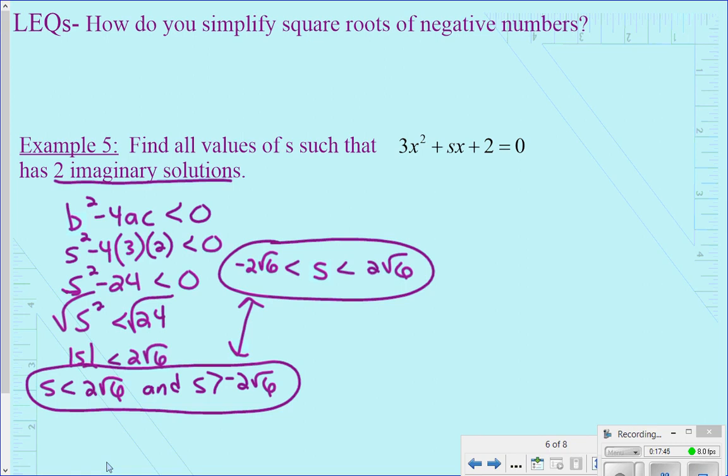Okay, so if s is in between those values, then we will have, in this case, two imaginary solutions, any number in between those. Again, if you had something bigger than 2 root 6 or something smaller than negative 2 root 6, then you would have either one real or two reals, but you wouldn't then have two imaginary. Okay, so that's how you do that type of problem.